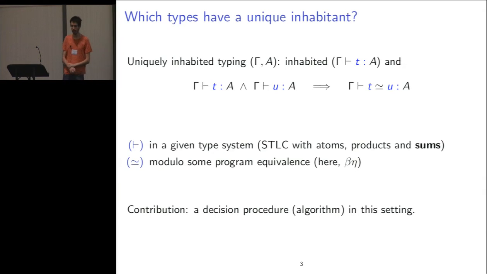So, more precisely, a type, or rather a pair of a context gamma and a type A, is uniquely inhabited when it is inhabited, and for any t and u of type A, t is equivalent to u. So I need to fix a type system, and in this talk we'll see the simply typed lambda calculus with atoms, products, and sums, and a notion of program equivalence. What we want is observational equivalence, and in this type system, it is the beta-eta relation that we will define in a few slides. And what we propose is a decision procedure for this question: given a context and a type, is it uniquely inhabited?